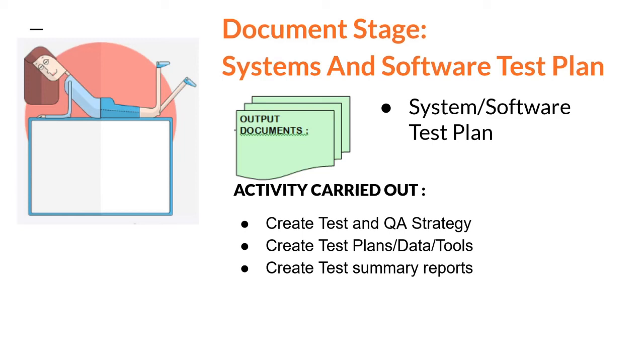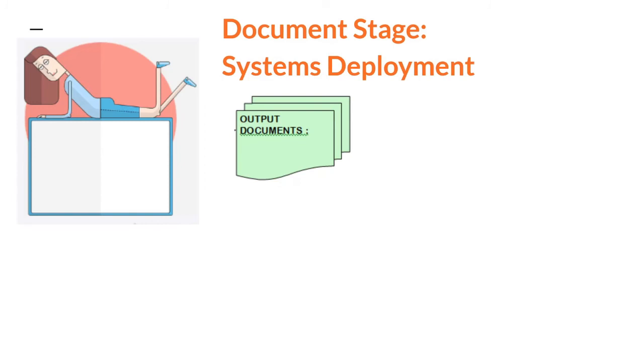The next stage is the systems deployment stage. In this stage, the system is delivered to the customer. So the output document is going to be the system deployment plan. This plan describes how the system is going to be delivered to the customer, and it's based on activities carried out as follows.